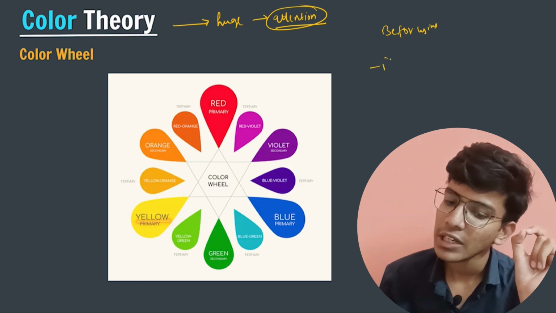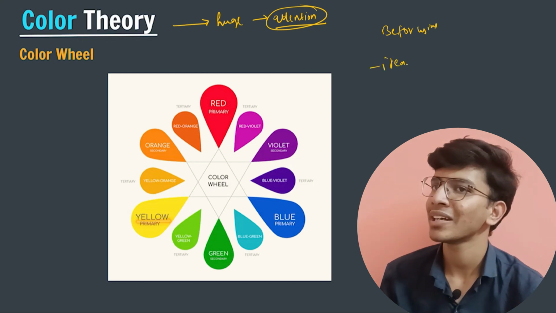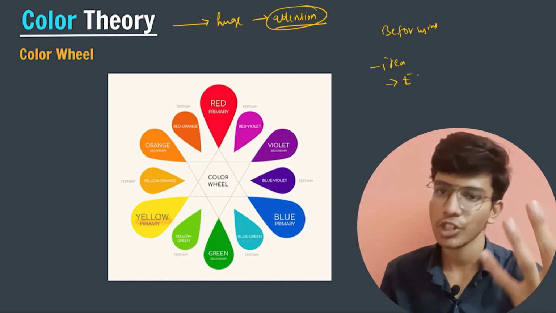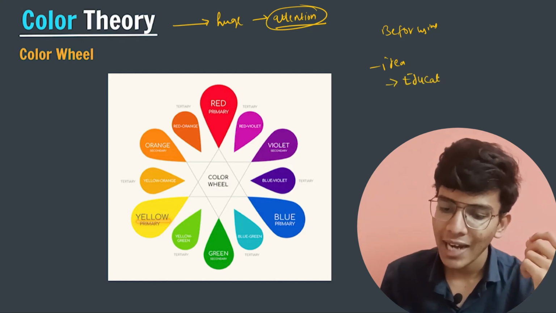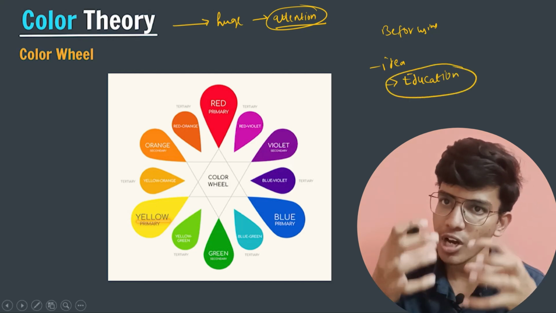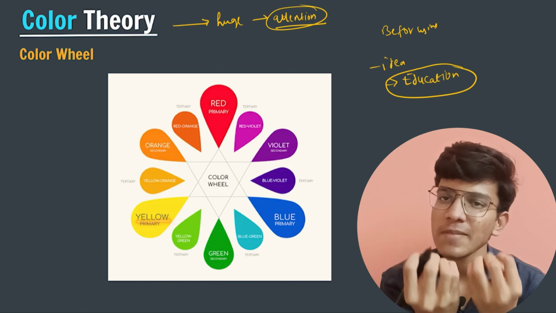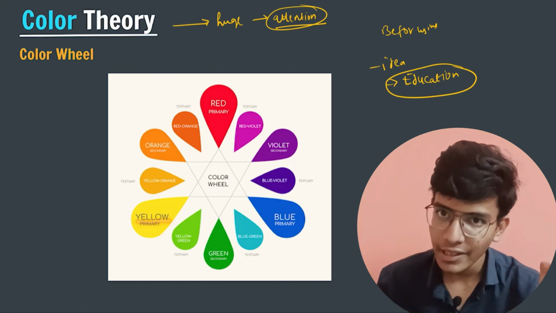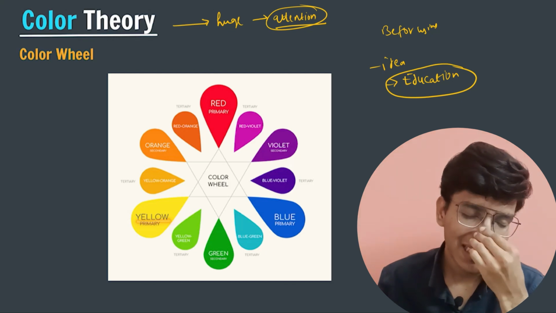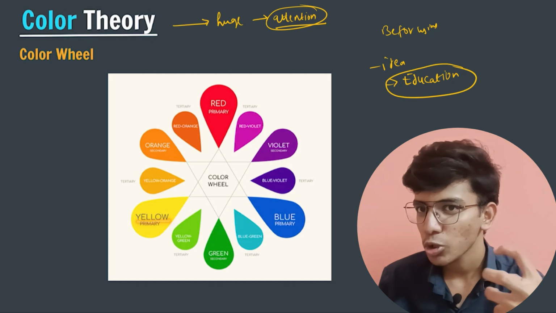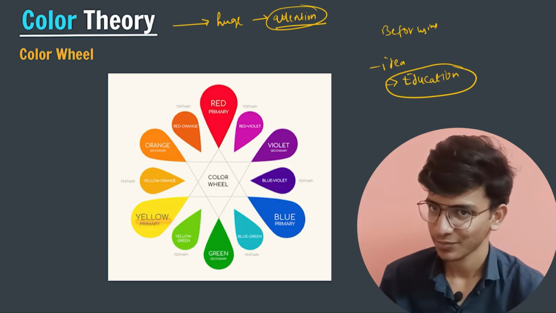you should be very clear about what your idea is. Let's say my idea is an educational platform, because we are teaching. Then I should choose colors which are very subtle and which impress our users, right? And let's say our idea is to create an entertainment website. Then I should use some other sort of colors, right?